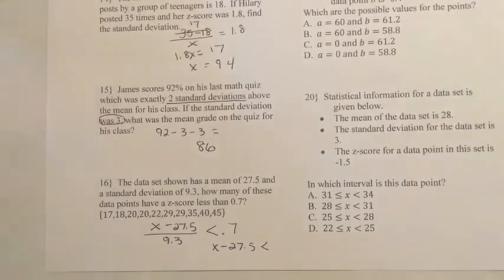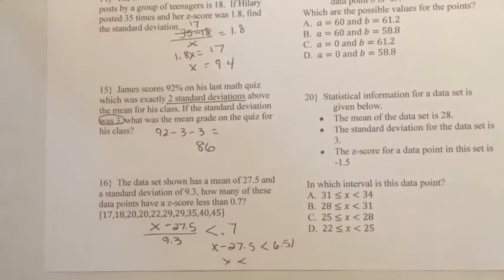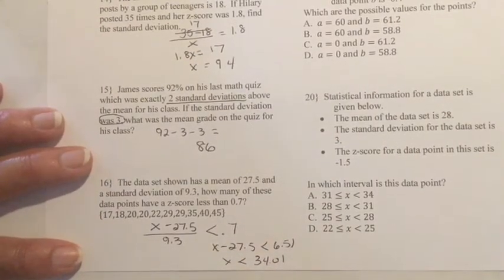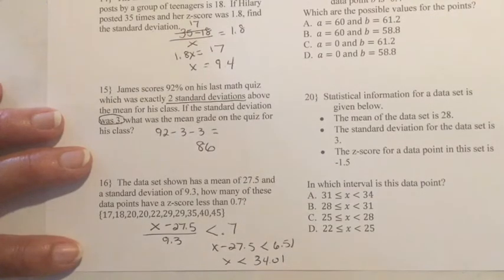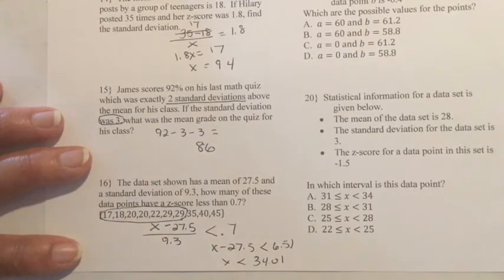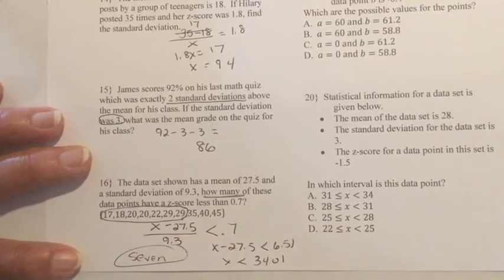So I'm going to multiply 9.3 times 0.7 and get 6.51. And I'm going to add 27.5 to that, and I get 34.01. So I need the scores that are less than 34.01, and that would be all of these, 17 up to 29. That's 1, 2, 3, 4, 5, 6, 7 scores. So the question said how many? So the answer is 7 scores.